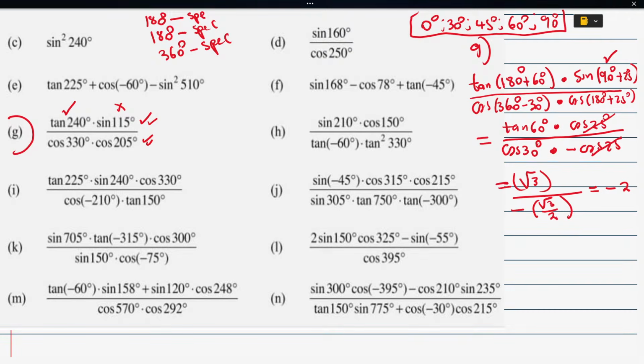Kopano is saying the answer is 2. Is the answer 2, learners? Did I make a mistake? Check, learners. No, I think they are making a mistake with sin 90 plus 25. Press your calculator. Just say sin 90 plus 25. It will be positive. So that's why it's cos 25.